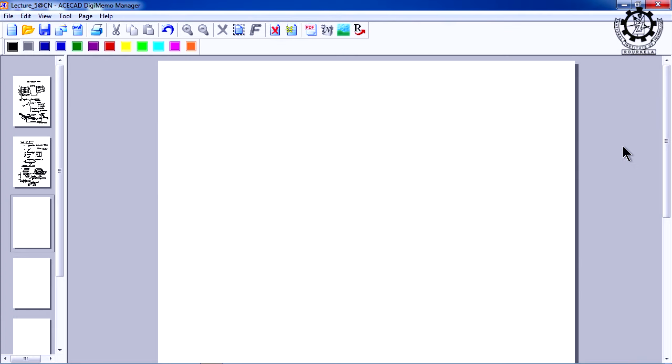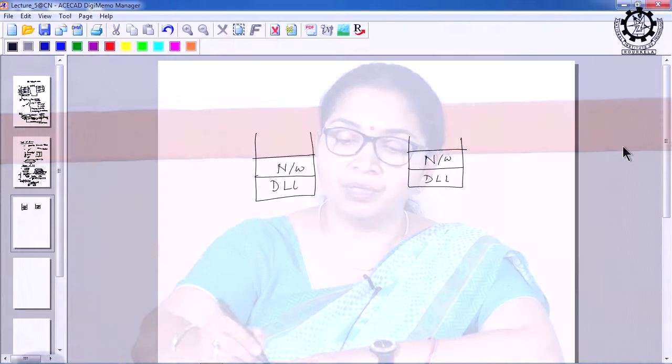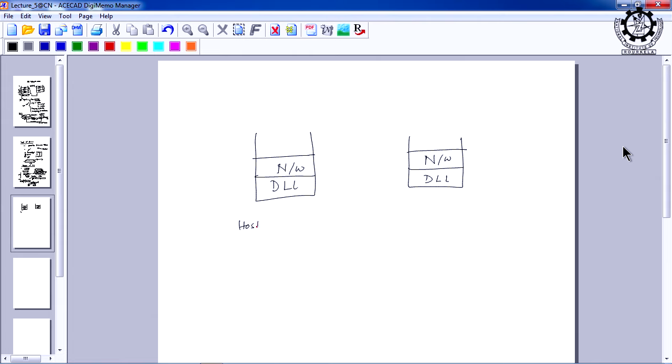Now, when we talk about the network layer and the data link layer, you know the network layer does the job of routing, right? Let us talk about the DLL and the network layer only. We are ignoring the other layers, though they are present in the network, because we are concerned about these two layers now, and how the communication between host to host takes place.